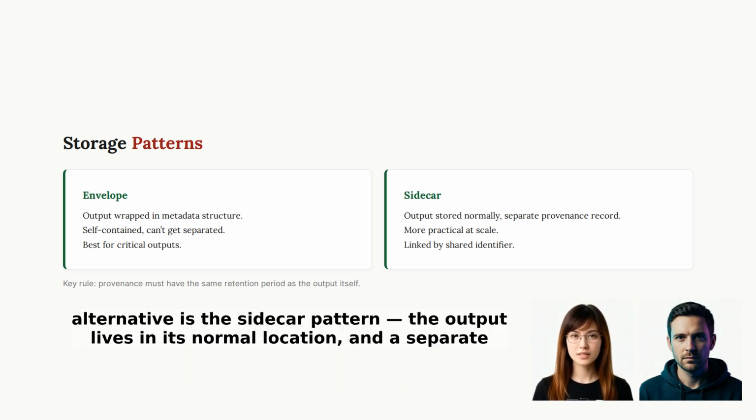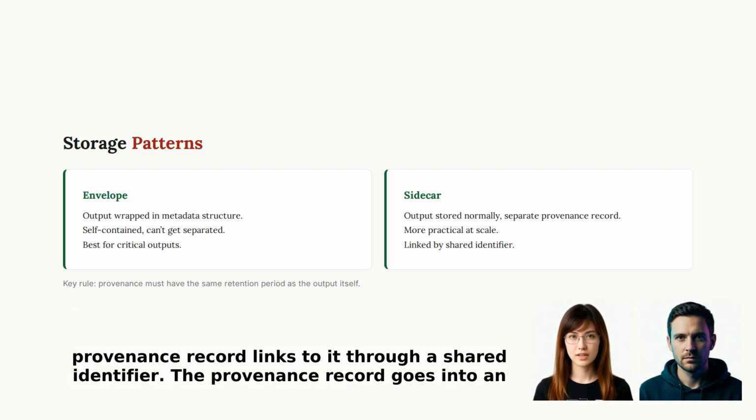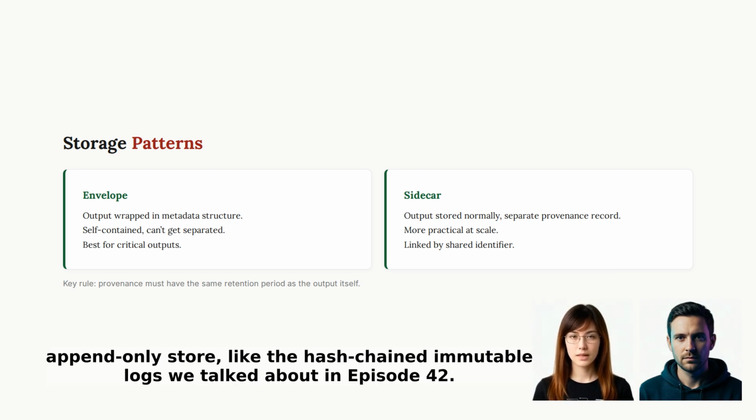The alternative is the sidecar pattern. The output lives in its normal location, and a separate provenance record links to it through a shared identifier. The provenance record goes into an append-only store, like the hash-chained immutable logs we talked about in episode 42.